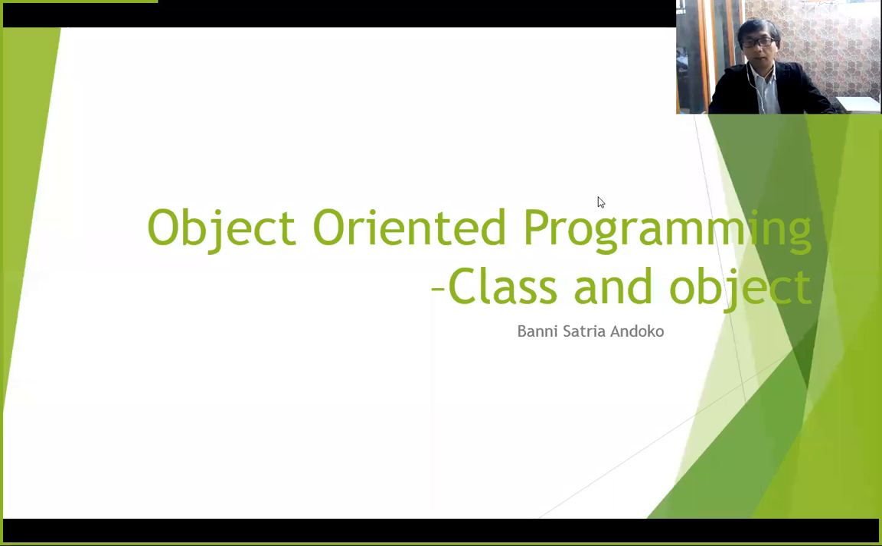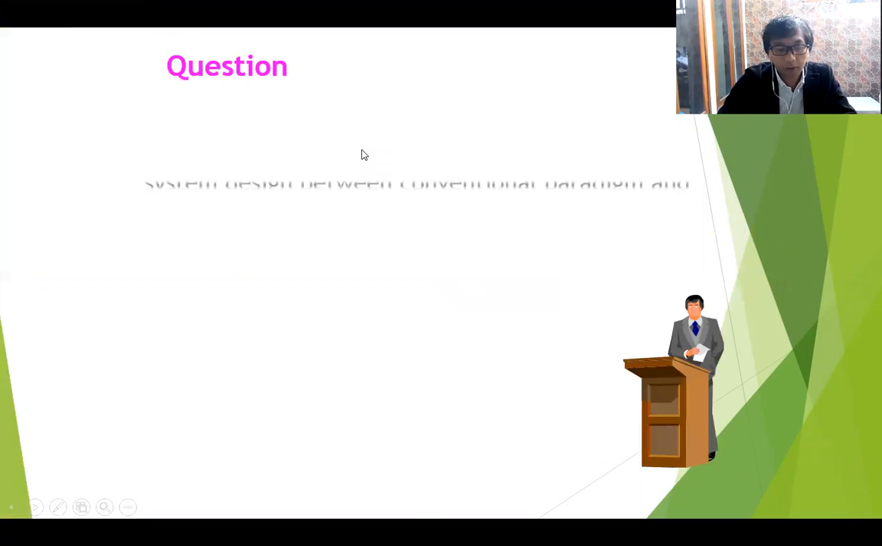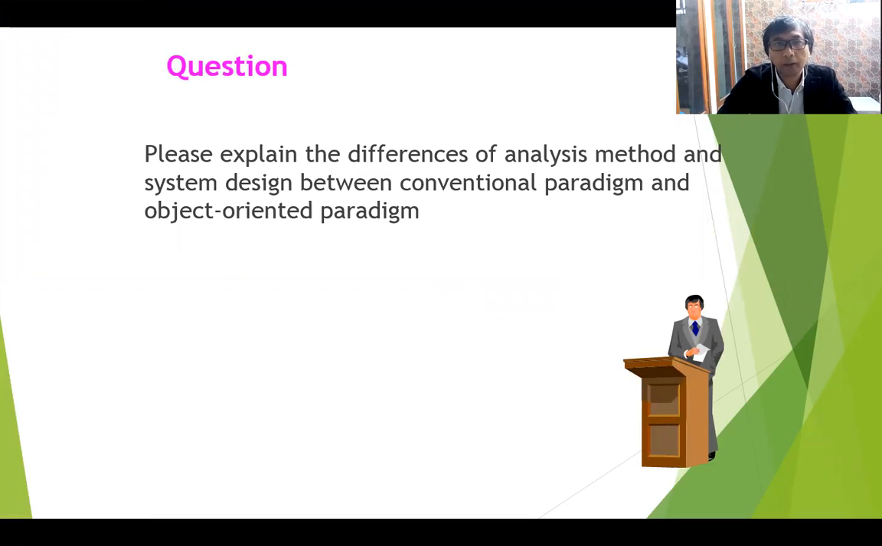Okay. What is class and object? So to know it better, we should start it with a question. Please explain the differences of analysis method and system design between the conventional paradigm and object-oriented paradigm. Okay, conventional paradigm belongs to the structural paradigm. Okay, do you have any idea about this?